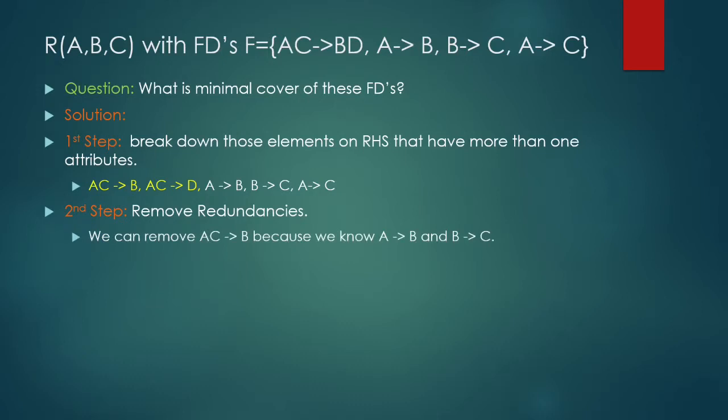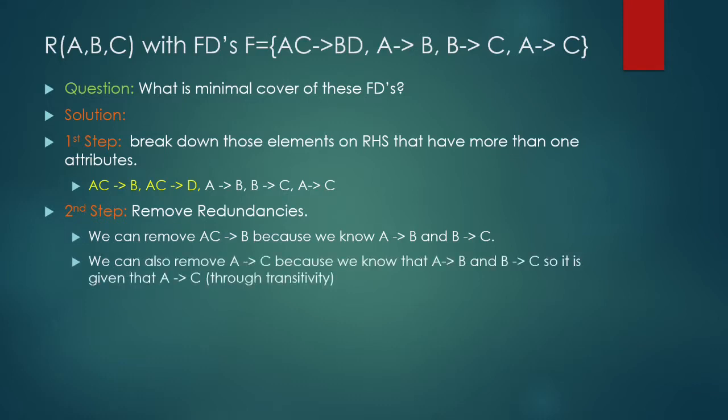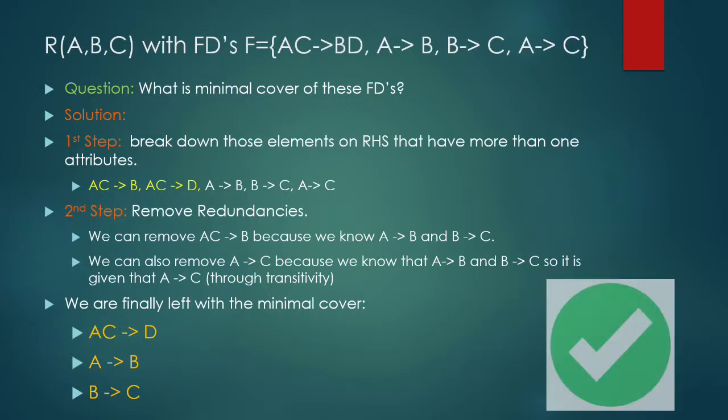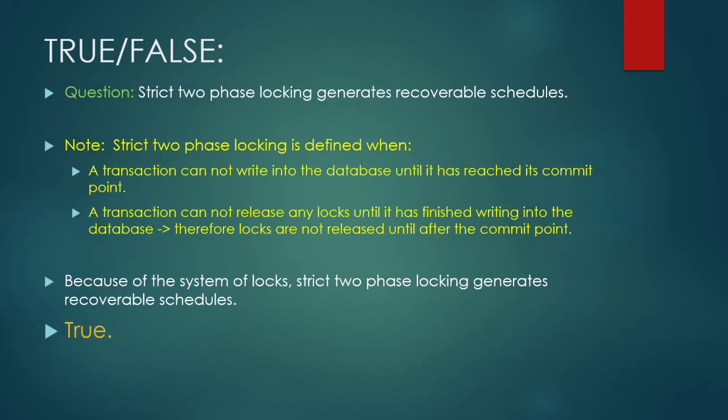The second step is to remove all redundancies. We can remove AC goes to B because we know that A goes to B and B goes to C. We can also remove A goes to C because we know that A goes to B and B goes to C, so it's given through transitivity. All these extra redundancies must be removed. Finally, our minimal cover is AC goes to D, A goes to B, and B goes to C. Feel free to stop the video whenever to go over the concepts again.